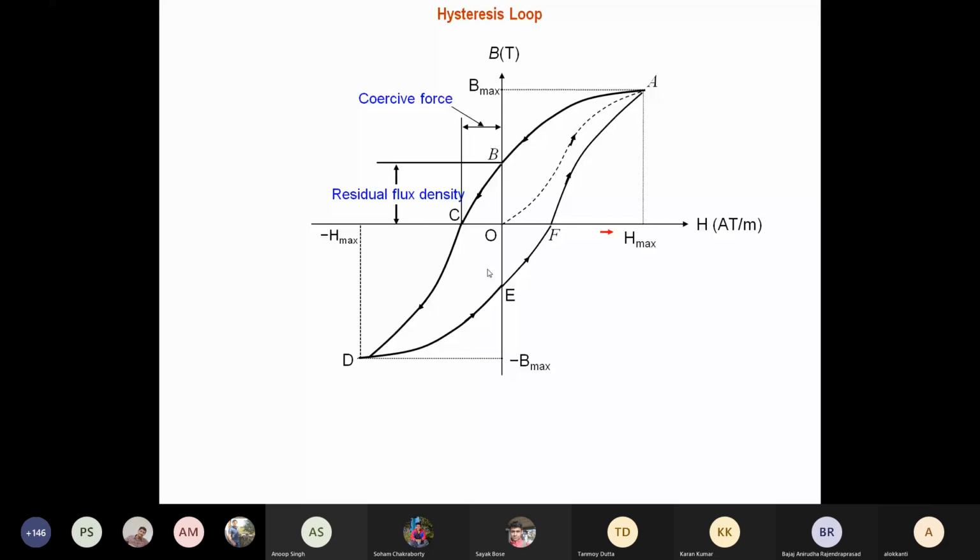What do you think? If you have stopped the current, then there is no residual magnetism. So if you have stopped the current and then you start, where from should it start? O only, I think. It should start from the origin, because no residual magnetism is present. Yes, sir. Okay, so this was a question by whom? Tanmay Datta.